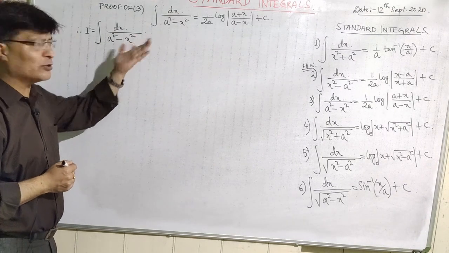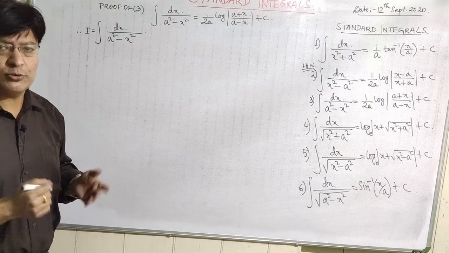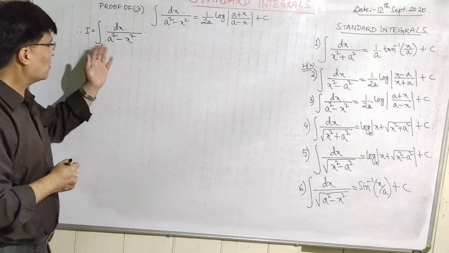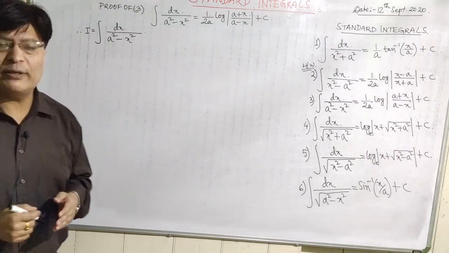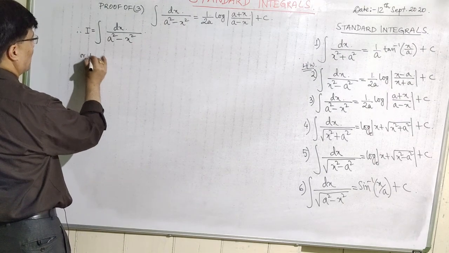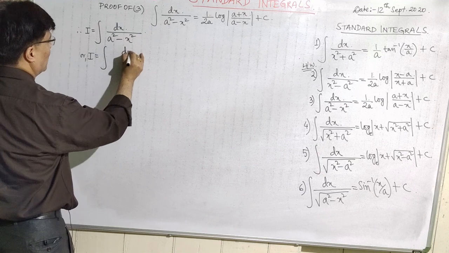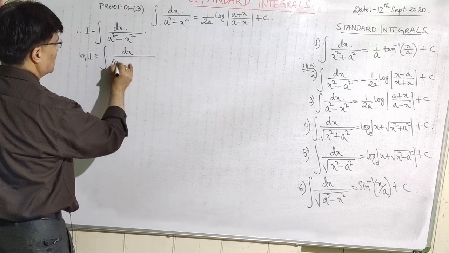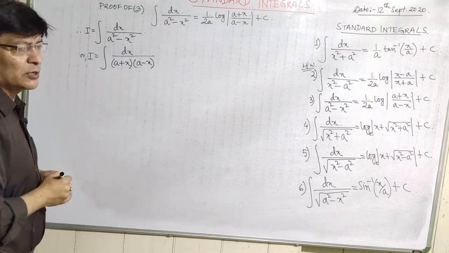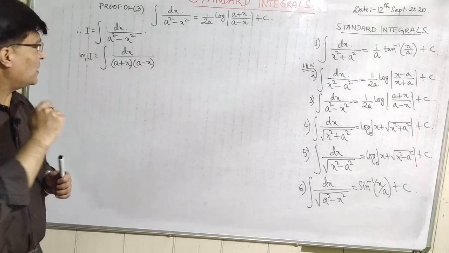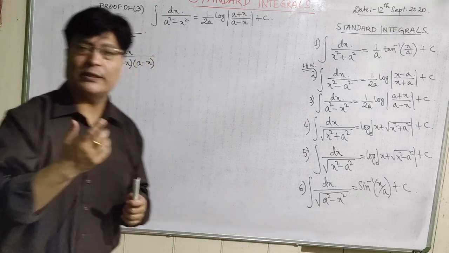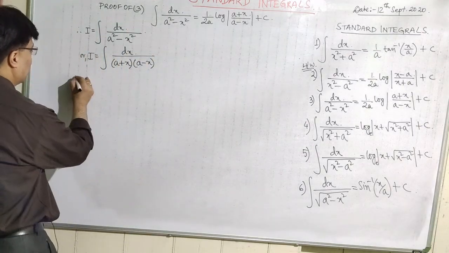You may use the trigonometric substitution x is equal to a sin theta also. You can do it at home, okay? So let us do here the partial fraction method, because this denominator can be factorized, okay? So let us factorize it. I is equal to the integration of dx divided by a plus x into a minus x. So these are the factors, that is 1 upon a plus x into a minus x is a fraction, and you can convert it into partial fractions now. So how will you convert it?